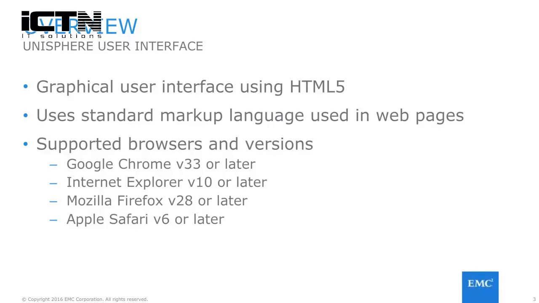To start with an overview, Unisphere is a storage management solution which utilizes HTML5 for its user interface to manage a Unity system. HTML5 is the same markup language used today in web pages, which allows Unisphere to be supported on many modern browsers without the need for additional plugins or additional applications to be run. Supported browsers along with supported versions can be seen here, including Google Chrome, Internet Explorer, Mozilla Firefox, and Apple Safari.